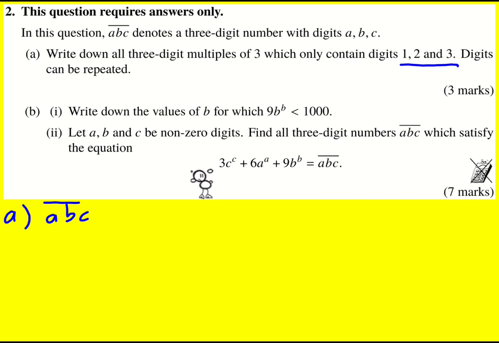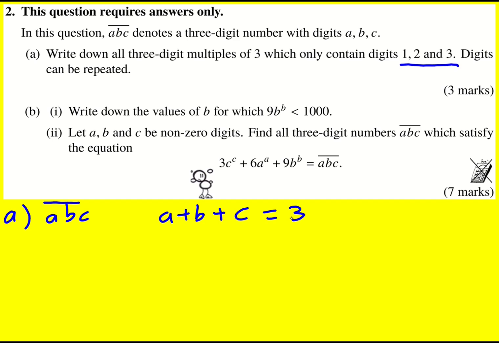So what that's going to mean is that for something to be a multiple of 3, the sum of the digits has to also be a multiple of 3. So A plus B plus C must equal 3 or 6 or 9 or 12 or so on. So let's look at the different cases.